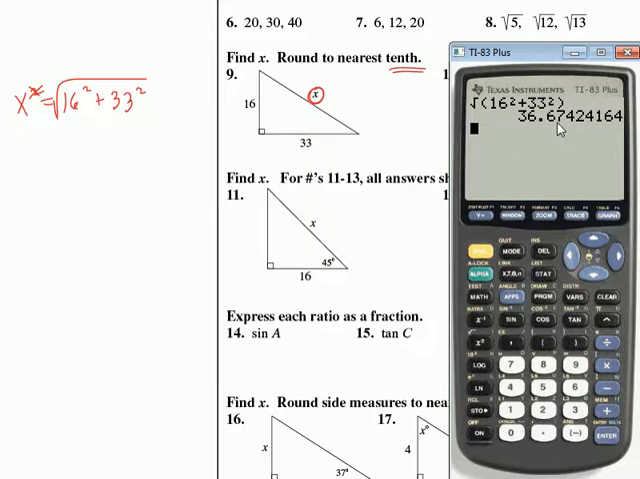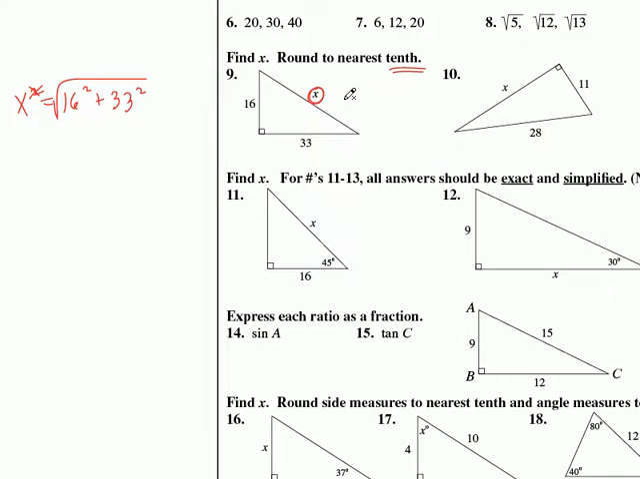It says rounded to the nearest tenth. So if I was going to be really picky on this, what should your answer be? 36 point what? 7. Okay? The 7 rounds that 6 up to a 7. So 36.7.